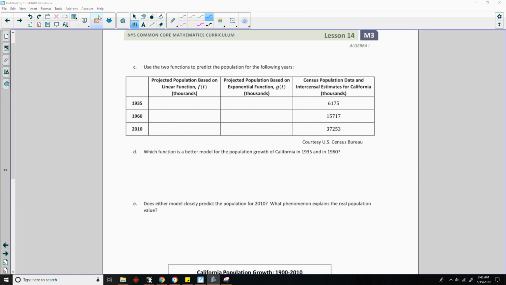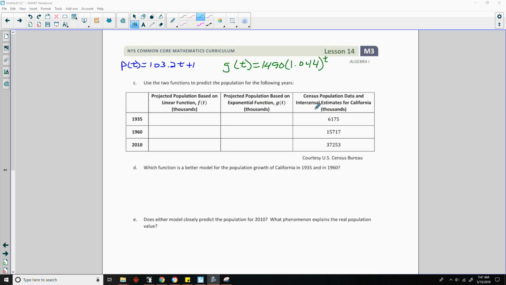Okay, here we are on page 5, part C. Use the two functions to predict the population for the following years. So we have the two functions. Let me bring them in. Okay, so here are our two equations. This one's linear, and this one's exponential.